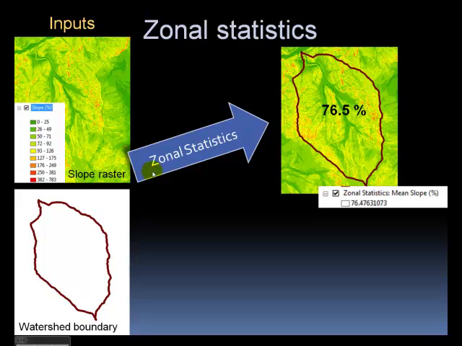So one way to do it is to use the straight zonal statistics tool. It outputs a polygon shapefile that matches your input, your zone, and it gives you one statistic, and you can pick what this is. In this case, I picked mean slope, but you could do maximum, minimum, standard deviation, whatever you want.